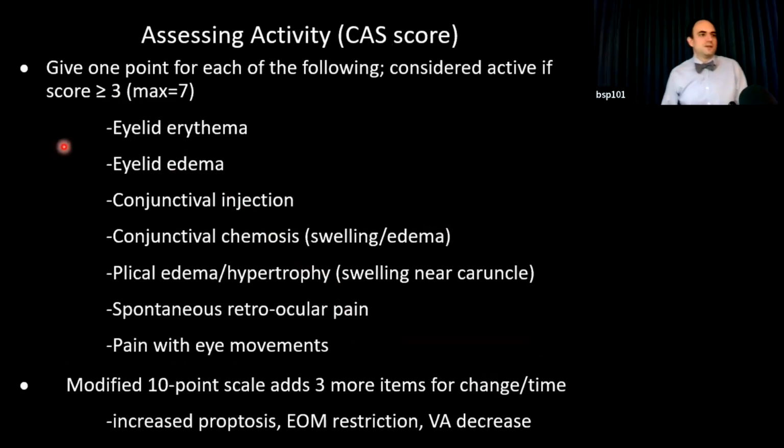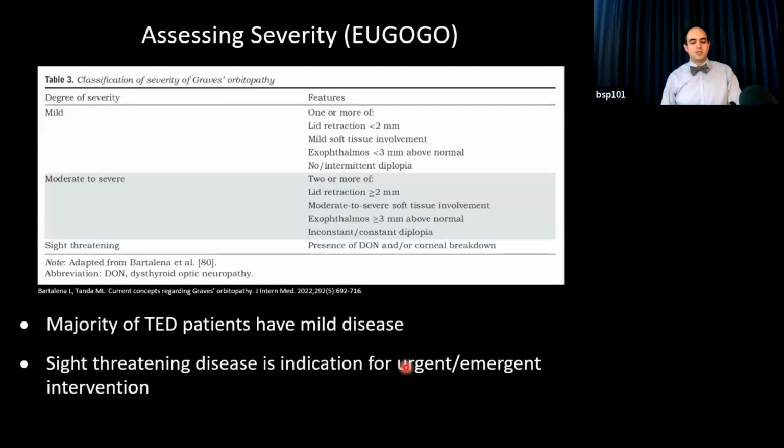So here comes the clinical activity score we talk about all the time. You basically have a number of symptoms and findings. I won't read them out to you. You score 1 point each. This is the EUGOGO, European Group on Graves Orbitopathy, scheme. If you score 3 or more, it's considered active disease. Notice there's the plical edema and hypertrophy because that's a fairly characteristic finding. And then there's also a modified 10-point scale, which adds 3 more items for change over time: proptosis changes, motility changes, and change in the vision.